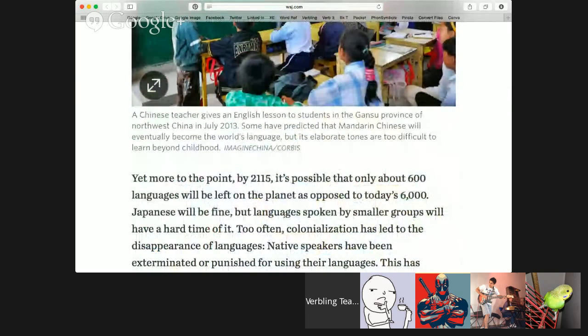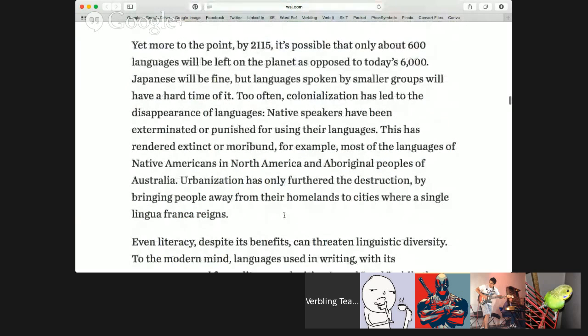A Chinese teacher gives an English lesson to students in the Jiangsu province of northwest China in July 2013. Some have predicted that Mandarin Chinese will eventually become the world's language, but its elaborate tones are too difficult to learn beyond childhood. Yet more to the point, by 2115, it's possible that only about 600 languages will be left on the planet, as opposed to today's 6,000. Japanese will be fine. Yeah, Japanese will be fine, but languages spoken by smaller groups will have a hard time of it.